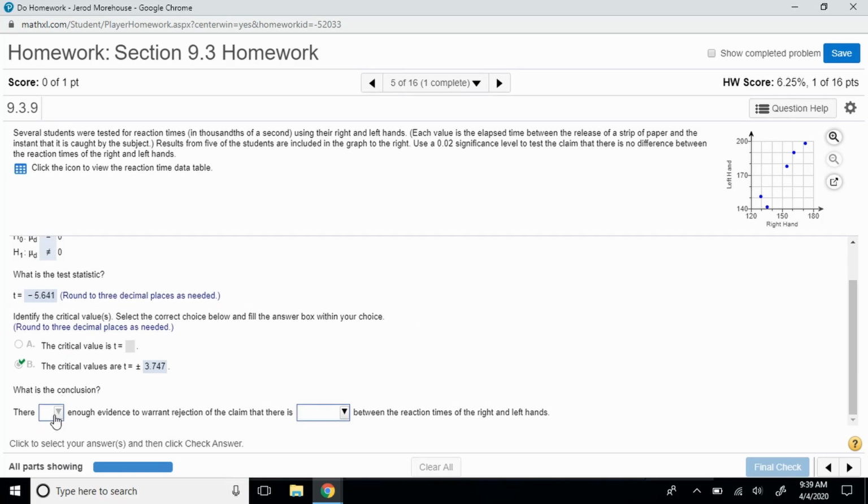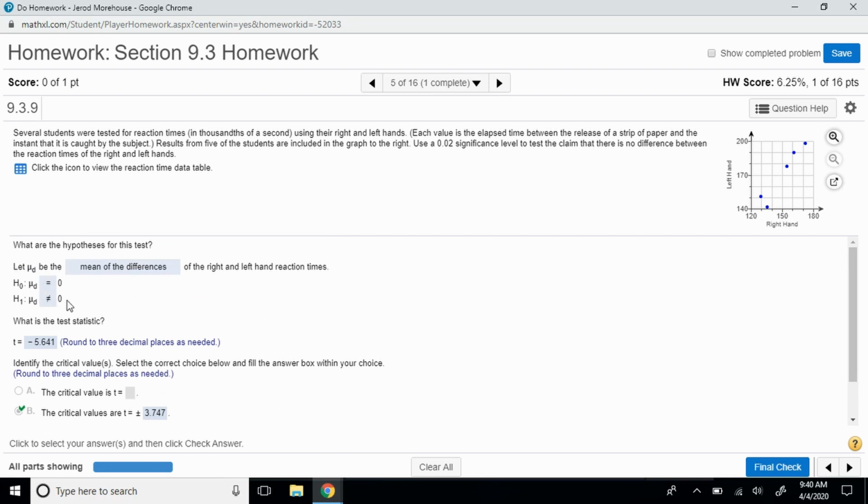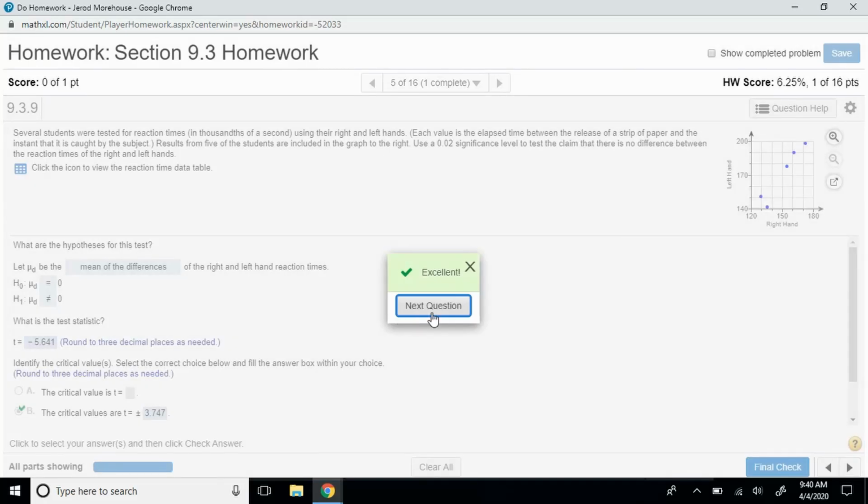Now, in our conclusion here, there is enough evidence to warrant rejection of the claim. Because our t-value is less than negative 3.747, we're going to reject the null hypothesis. So we're saying there is enough evidence to warrant rejection of the claim that there is no difference between the reaction times of the right and left hand. So we're rejecting that there's no difference in favor of that there is a difference. Let's check that answer.